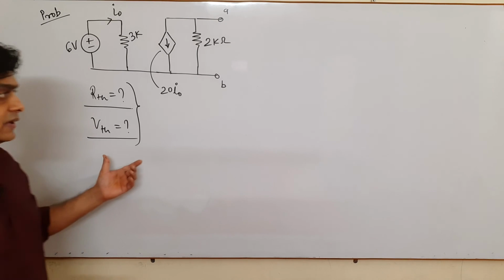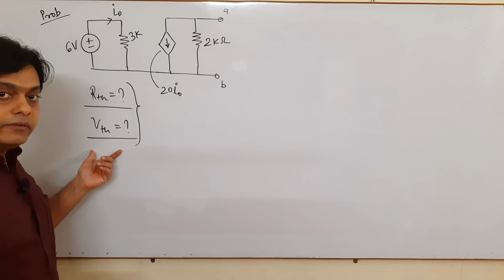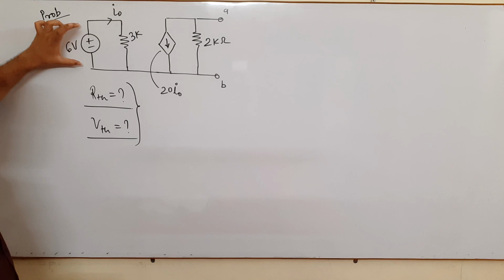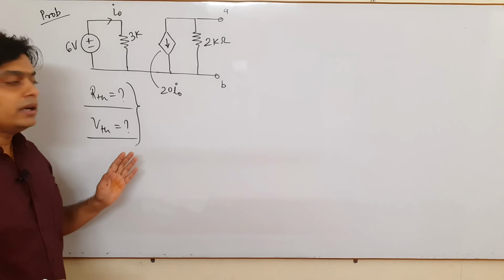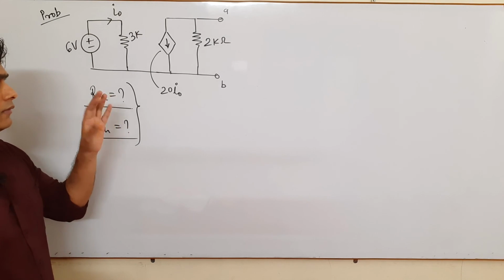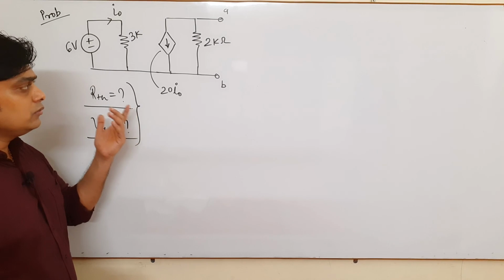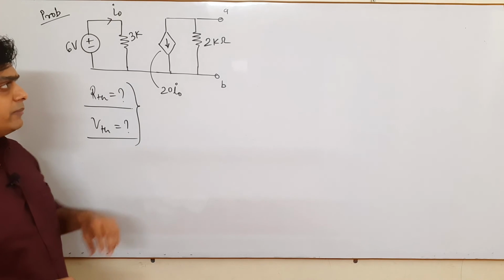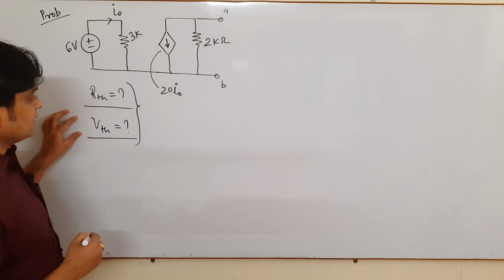Now friends, this is our next problem. Again we have to find the value of RTH and VTH. So this is some kind of model of a transistor. In your EDC and in your ADC, you have seen that when you have to solve a transistor, you will convert it into a model. So in this question, you have to find the value of RTH as well as VTH.